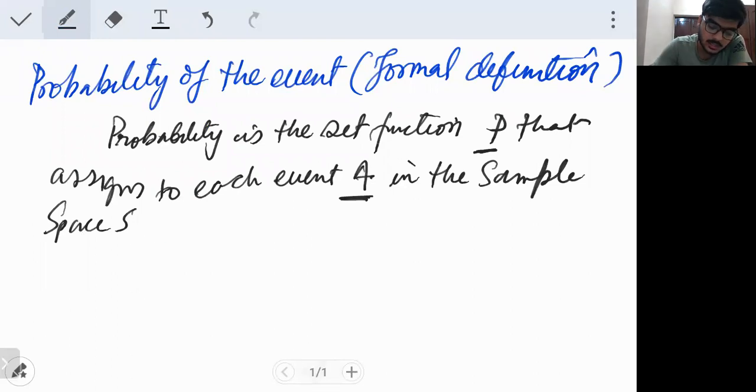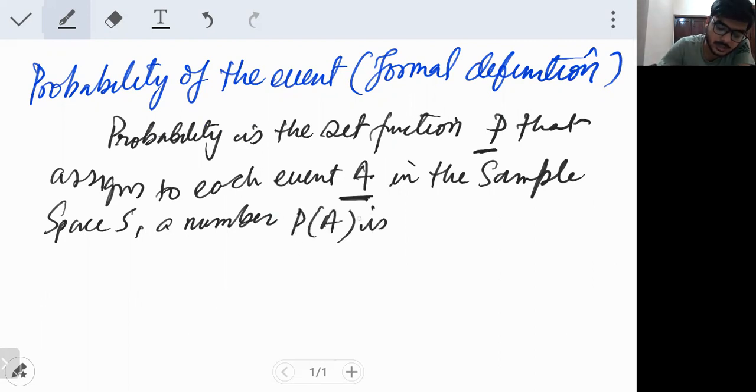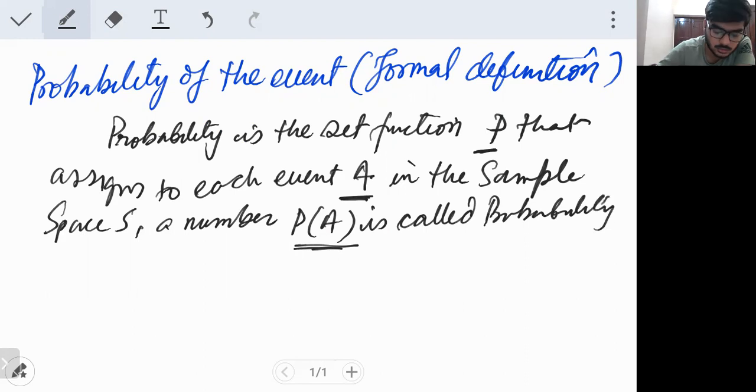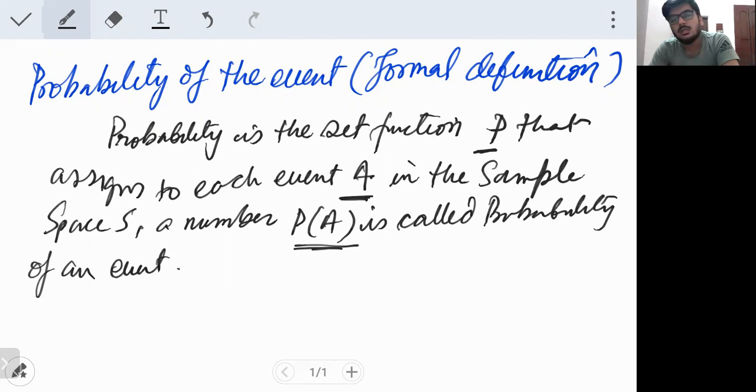What does it assign? It assigns a number. It assigns a number called P(A). And this P(A) is called the probability of an event, right? So we have defined probability as a set function that assigns to each event in the sample space a number. It is P(A) and it is called the probability of an event.